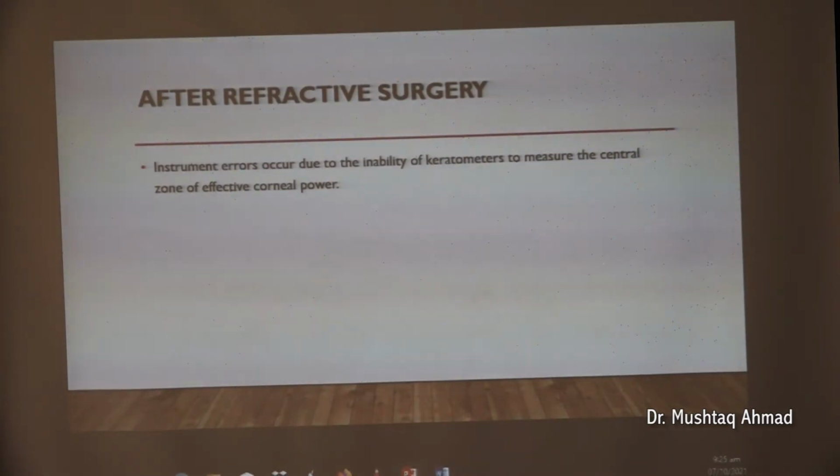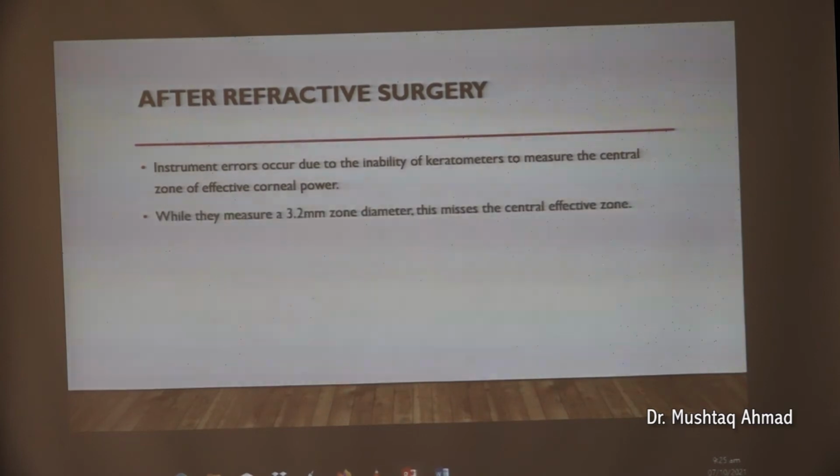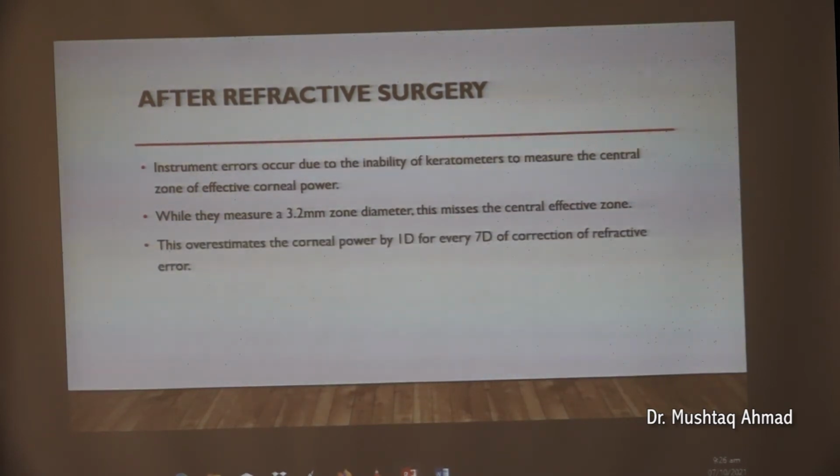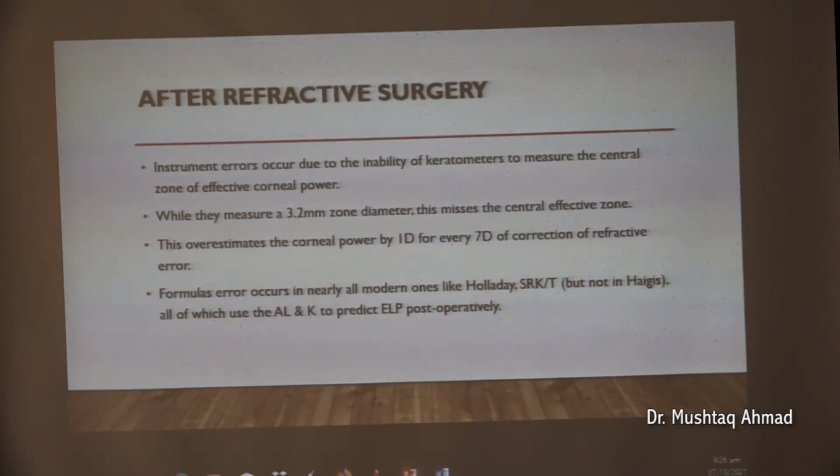After refractive surgery, instrument error occurs due to the inability of the keratometer to measure the central zone of effective corneal power. While they measure a 3.2 millimeter zone diameter, this misses the central effective zone. This overestimates the corneal power by 1 diopter for every 7 diopters of correction of refractive error. Formula error occurs in nearly all modern ones like Holladay's, RKT, but not in Haigis, all of which use the axial length and K to predict effective lens position postoperatively.